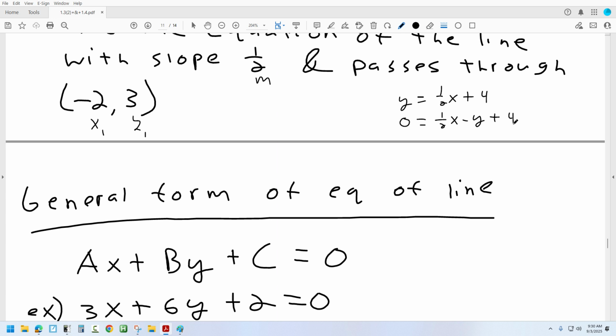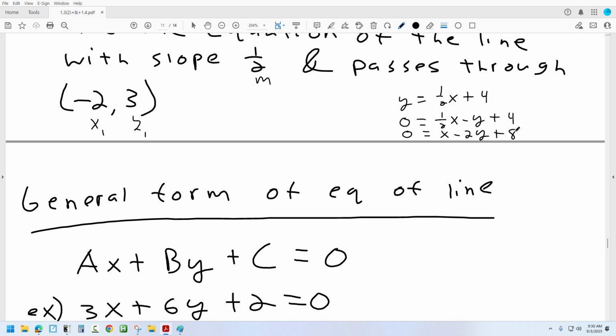Now, let's say, for whatever reason, they said write it in general form, but they also said to not leave any fractions in the final answer. What could we do to all 4 terms so there's no fractions anywhere? Marcel? Multiply by 2. Yeah, could multiply everything by 2. 0 equals x minus 2y plus 8.